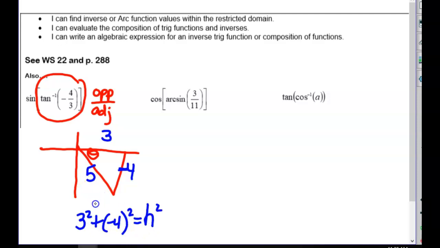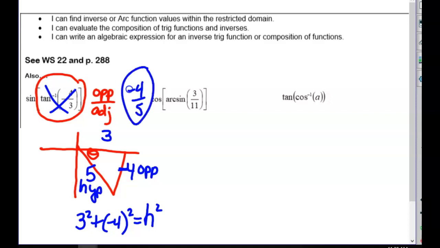Okay, then what do they want from this picture? This helped us draw it, and now we need the sine. So we need opposite over hypotenuse, which would be -4/5. Okay, the next example, where are we going to draw that?